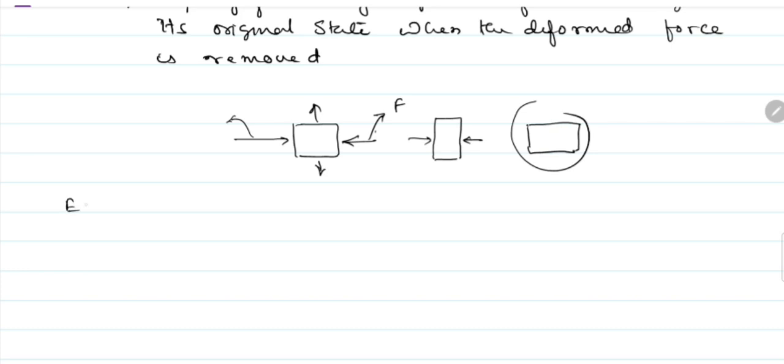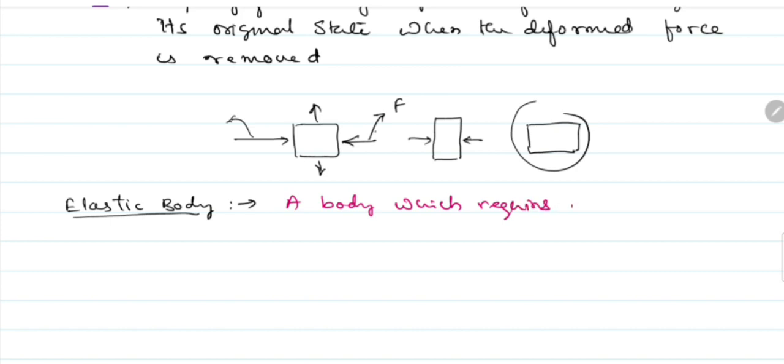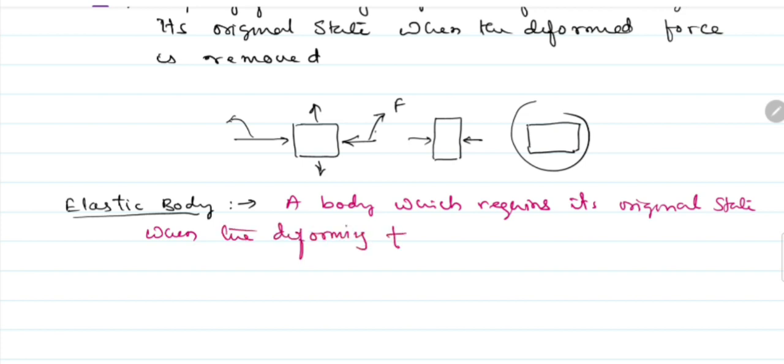So now, what is an elastic body? An elastic body is nothing but a body which regains its original state when the deforming force is removed.